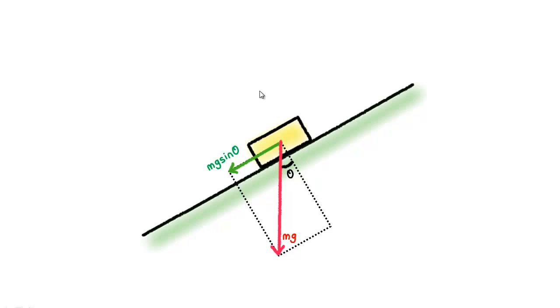The component of weight perpendicular to the slope is going to be here, which is the adjacent side of this right-angled triangle when viewed from this angle. So this is going to be mg cos theta.